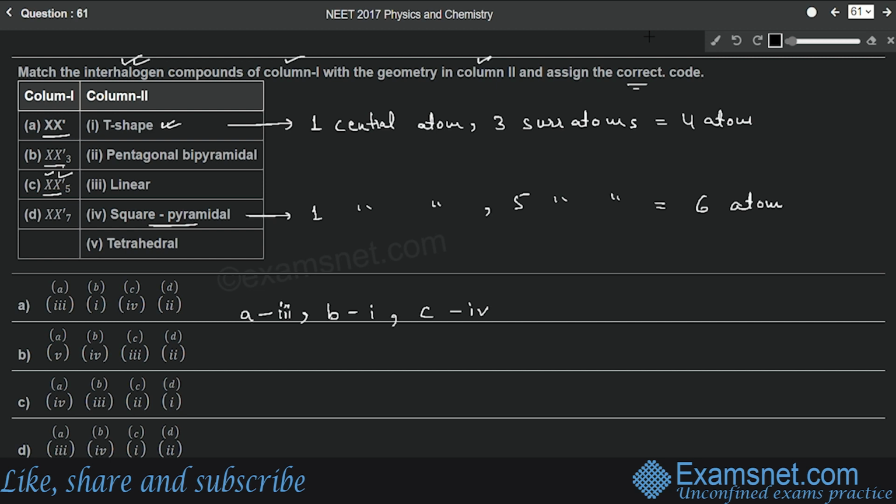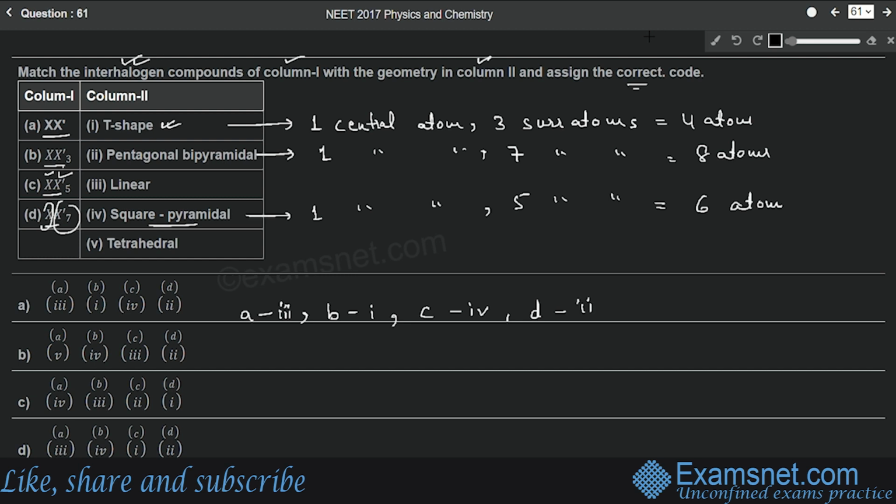Okay, and the last one is XX-7. So one central is there and 7 surroundings are there, total 8. So the correct match for this will be pentagonal bipyramidal. Here we have one central and 7 surrounding atoms. That means total 8 atoms. Okay. So the correct match for D will be number 2.